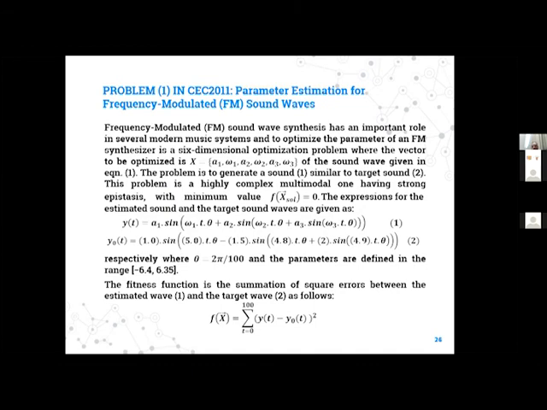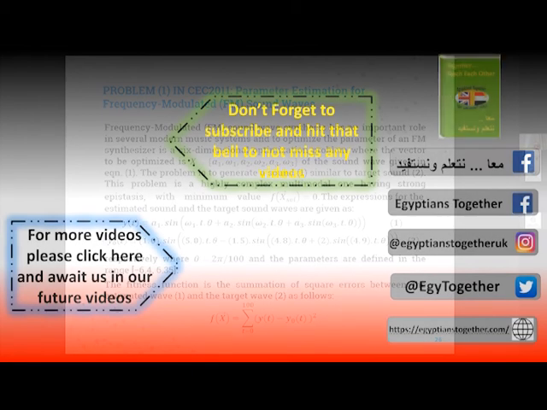Before ending my session, I would like to show a very simple and very practical example, which is about frequency modulated sound, and we have to find the parameters of this function. We have this function. We have to minimize the error between the given one and the target one.